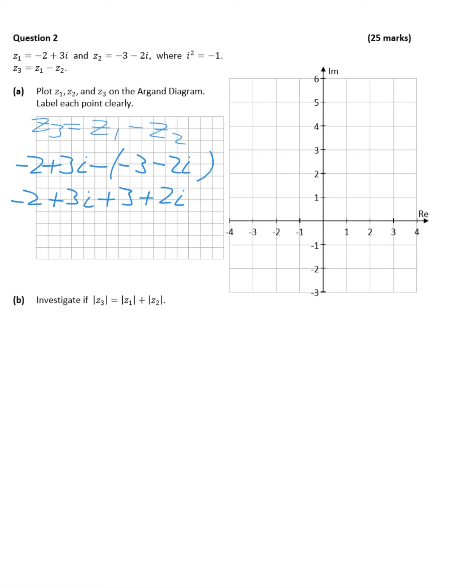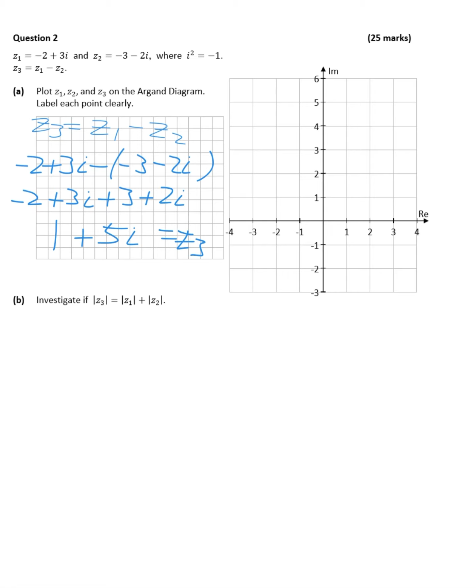So then put the real parts together. So minus 2 plus 3, that would be 1. And then 3i plus 2i, that will be plus 5i. And this is Z3. Okay, so plotting these now.